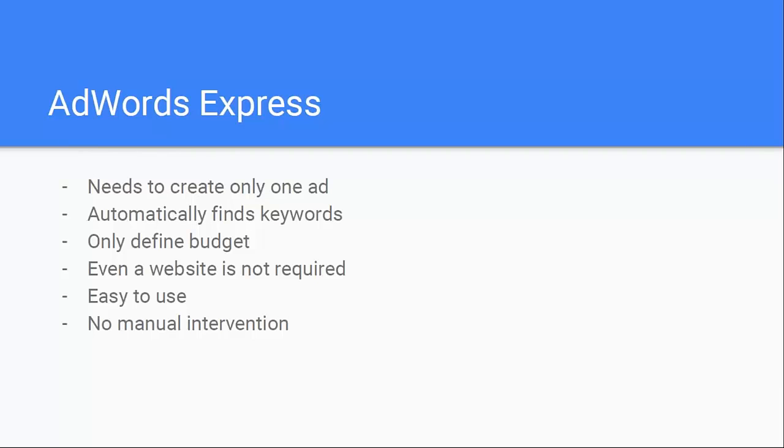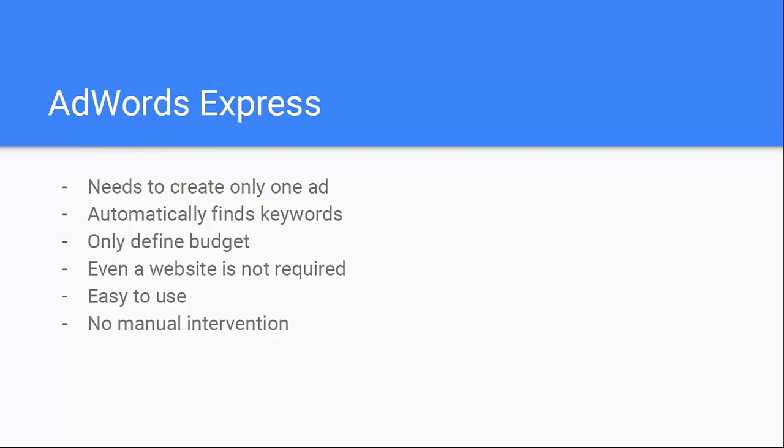This is a new product from Google, relatively new compared to Google AdWords. AdWords Express is extremely simple to start with. You only need to create one ad. You can briefly explain what the product is. There is no keyword input that has to be given from your side. Google will automatically find those keywords and show your ads. The only thing that you have to define is the budget and the location.